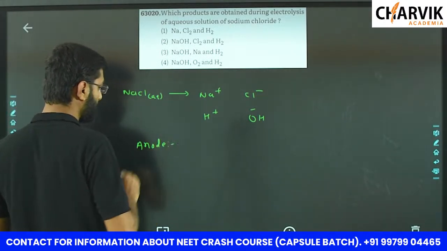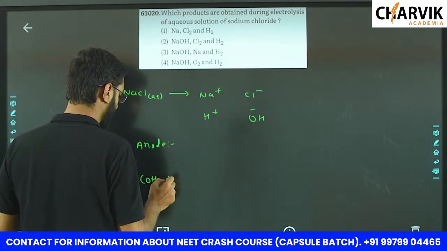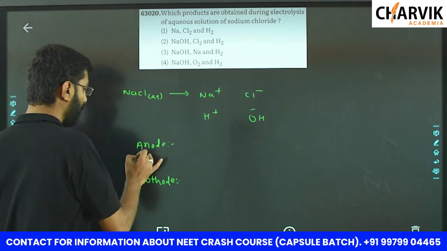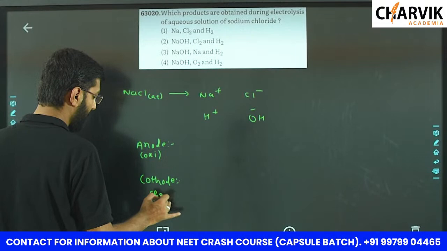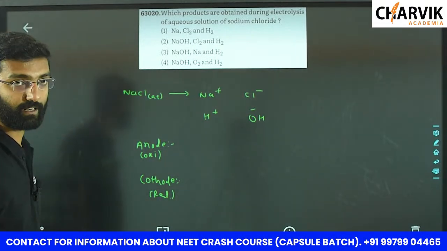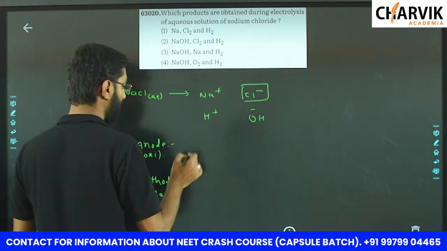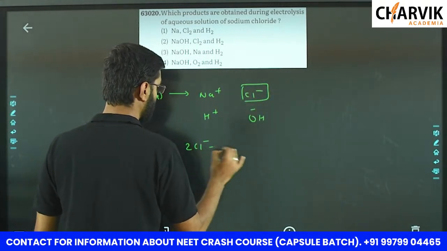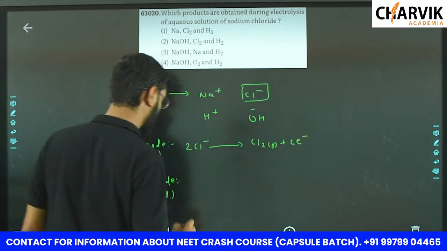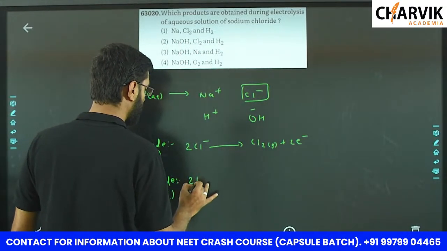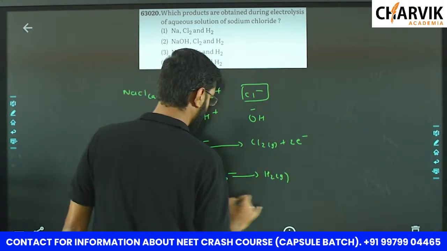So in the process of electrolysis, you have two electrodes, anode and cathode. On the anode, oxidation reaction will take place, and on the cathode, reduction reaction will take place. Right? On the anode, Cl- will oxidize. So 2 Cl- gives Cl2 gas with 2 electrons, and on the cathode 2H+ takes 2 electrons and gives dihydrogen gas. Right?